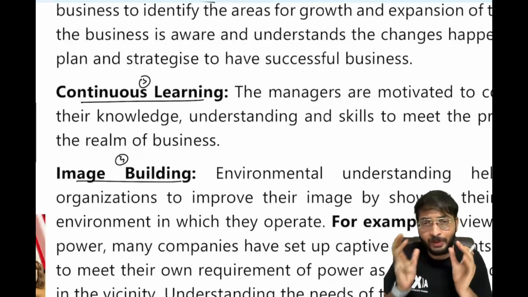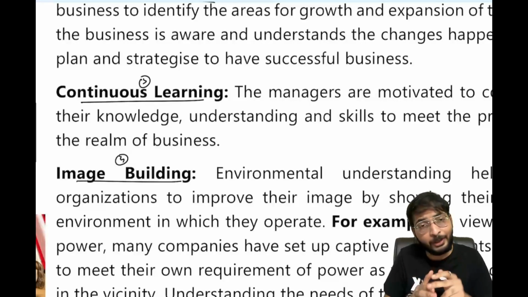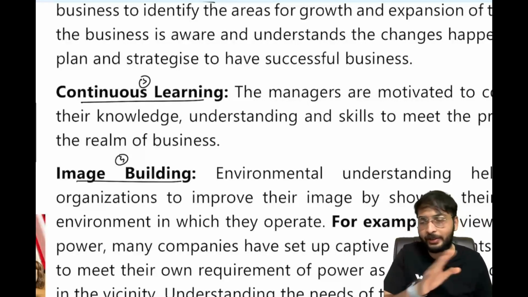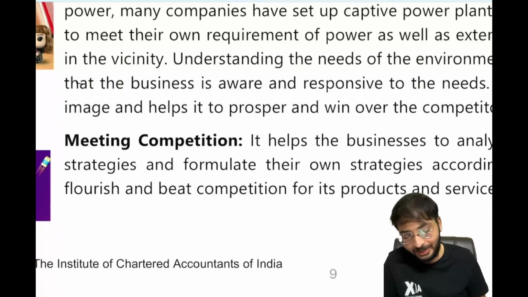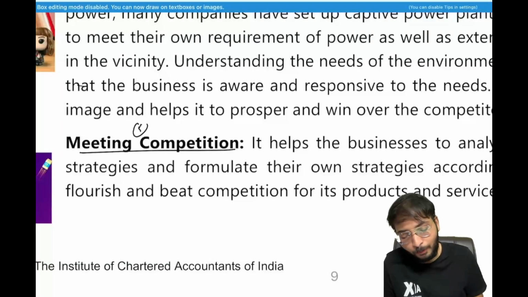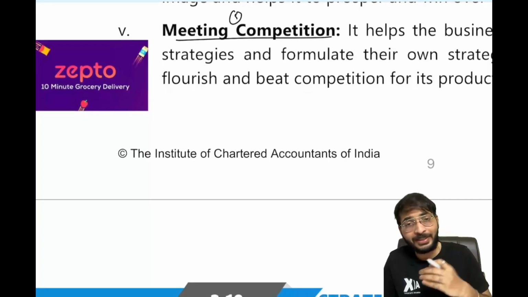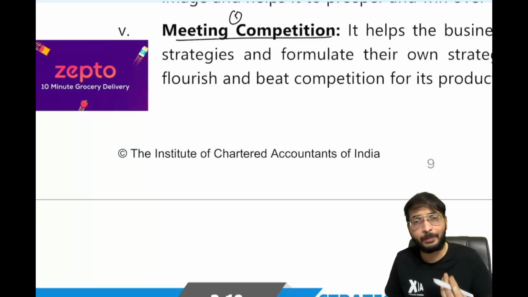Now, from a human perspective, when someone sees that Tata is number one, whenever you want to buy an EV, you will ultimately go for Tata only, right? So that is called image building. Fifth one is that it helps in meeting the competition. So you know what your competitor is doing. For Blinkit and Zepto, they will check the competition, and if there is any offer by Blinkit, Zepto will also start doing it. It helps in meeting the competition.